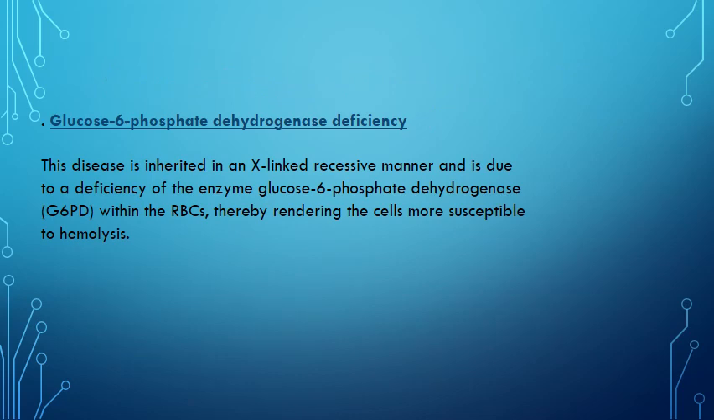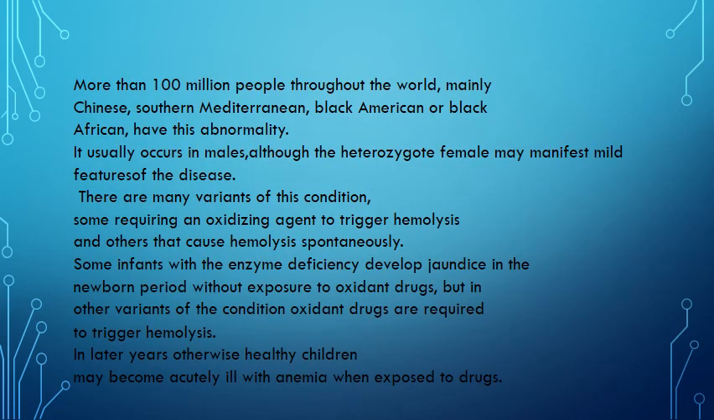Here we have another cause of anemia, glucose 6-phosphate dehydrogenase deficiency, which causes hemolysis. This disease is inherited in an X-linked recessive manner and is due to a deficiency of the enzyme glucose 6-phosphate dehydrogenase within the RBCs, rendering the cells more susceptible to hemolysis. More than 100 million people throughout the world, mainly Chinese, South Mediterranean, Black Americans, or Black Africans, have this abnormality. It usually occurs in males, although the heterozygote female may manifest mild features of the disease.